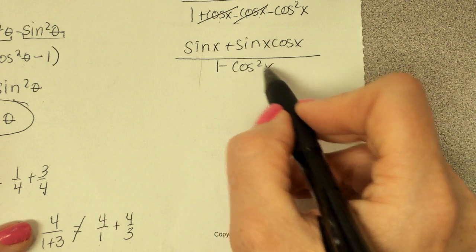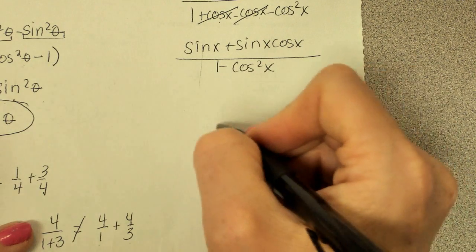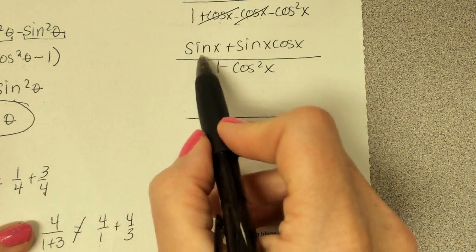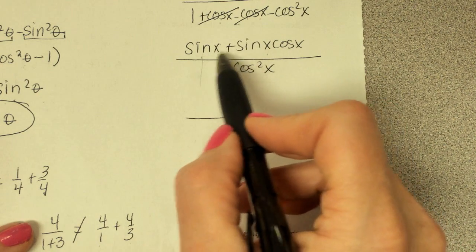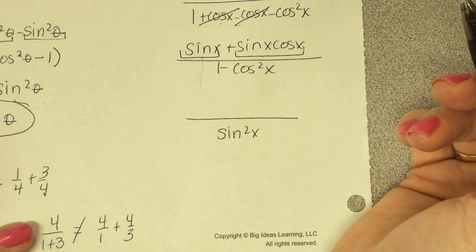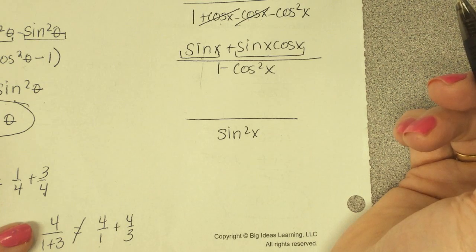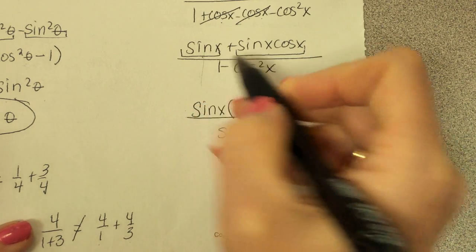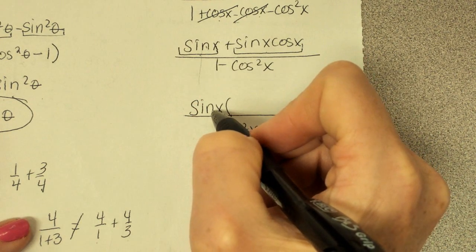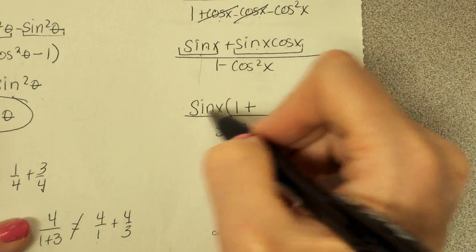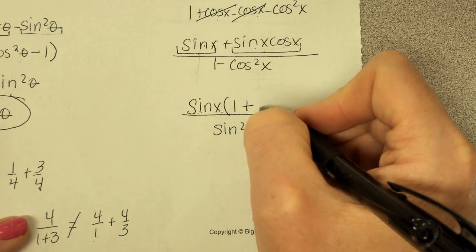What is 1 minus cosine squared x? Sine squared. So now I'm going to have sine squared x on the bottom. What can I do to the top, guys? What can I do if I have this term and I have this term? Factor out a what? Sine x. Let's go ahead and factor out a sine x. If I factor out sine x, what are we left with? What's sine x divided by sine x? 1. Plus sine x cosine x divided by sine x. What is it? Cosine x.